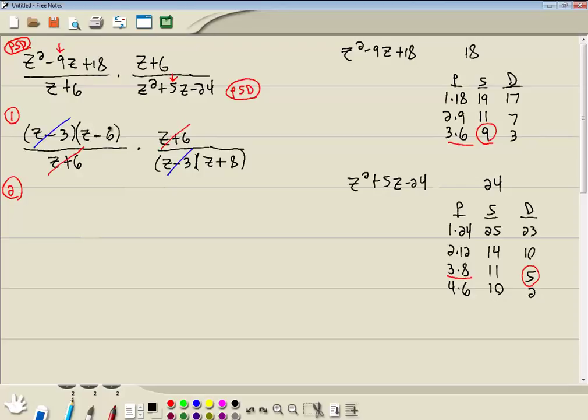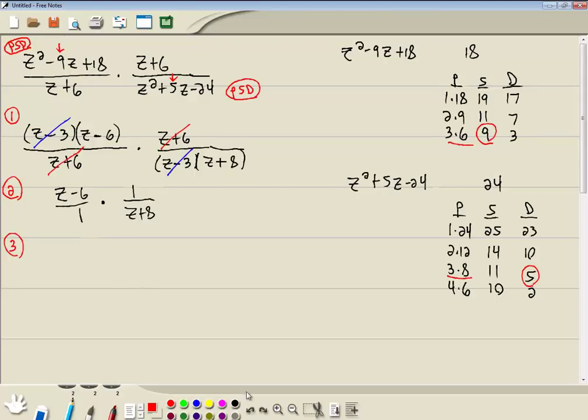Now the reason why I could cancel those is because of their multiplication. We got this times this. If I go back to my original problem, I cannot cancel the z squared and the z squared here because not everything's multiplication on top and bottom of these fractions. Okay, well, we're left with z minus 6 over 1 times 1 over z plus 8. When everything disappears in a fraction, you're always left with a placeholder over 1.